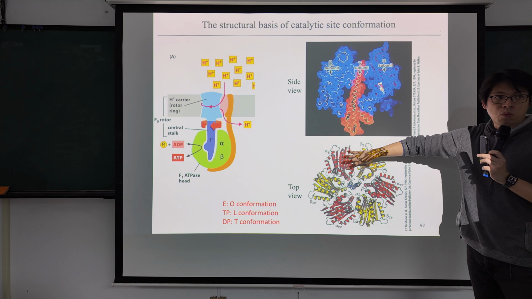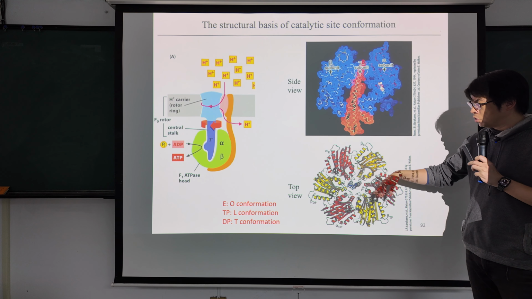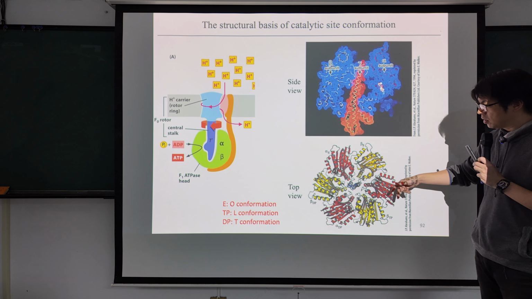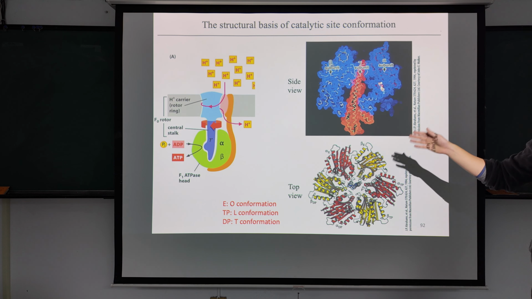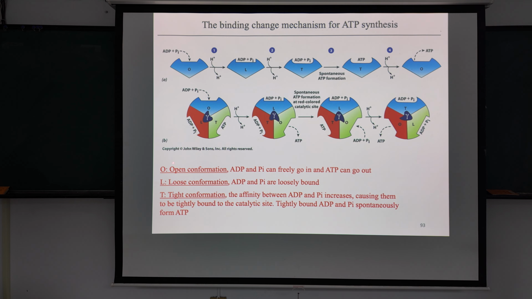The alpha and beta work together, okay? So there are three pairs that change their conformation, and another ATP will bind here. They will change among three different conformations: O, L, and T. The O conformation stands for the open conformation. In this case, there is a binding site allowing ADP and the phosphate group to freely go in, and the ATP can go out.